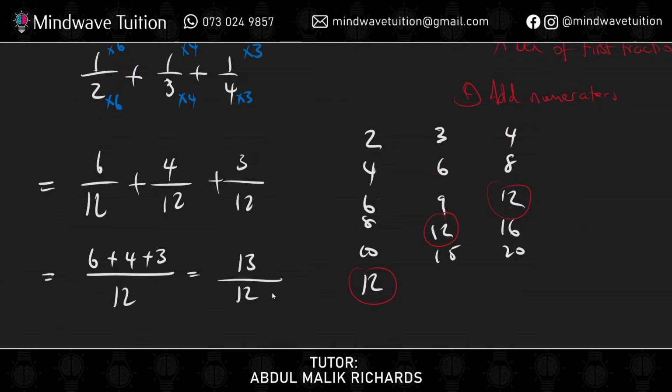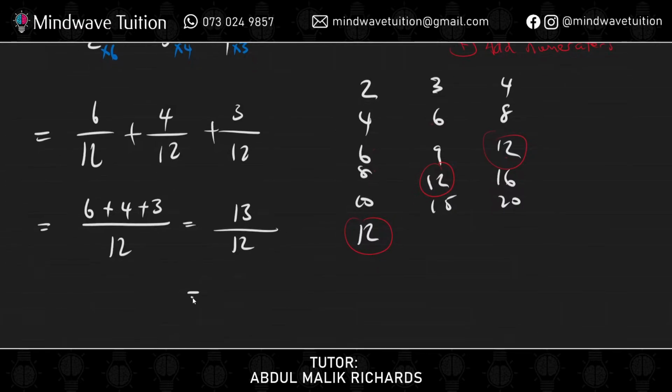And once again, we can change this to a mixed fraction. We can see 12 is very close to 13, so we know it's only going to go in once. So that's going to be 13 minus 12 over the denominator of 12. So 13 minus 12 is 1 over 12. So there we go. That is adding fractions.